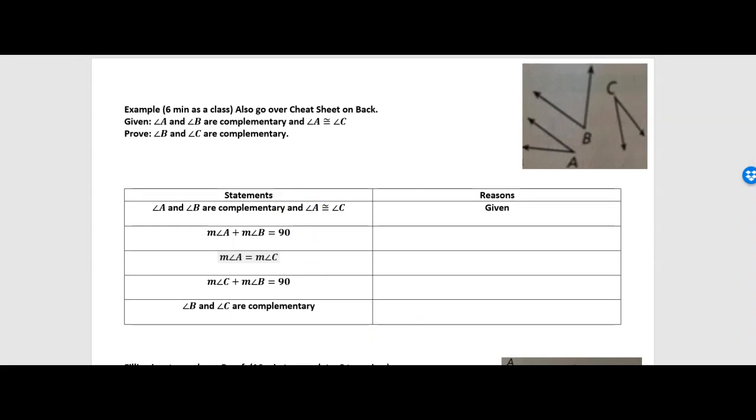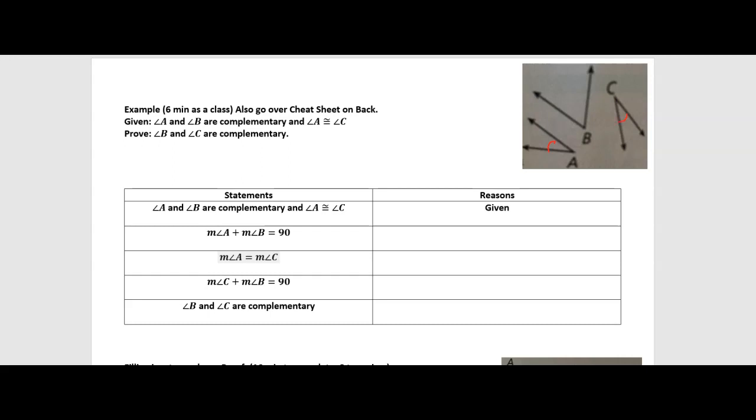Actually, let's look at what we're given. It's always a good thing to check out your given before you just jump right into the proof. So we have a diagram, and we have some words. It says angle A and angle B are complementary, and angle A is congruent to angle C. And we're being asked to prove that B and C are complementary. So if you want to, you could fill in some arcs on your diagram. We know that A is congruent to C, so we could put two little arcs at A and C, just to let us know that those two angles are congruent.